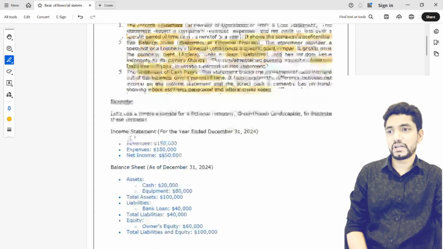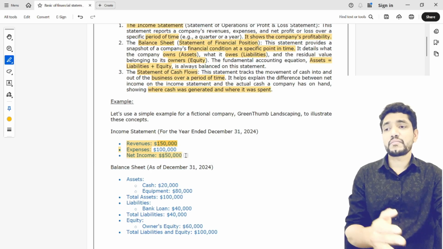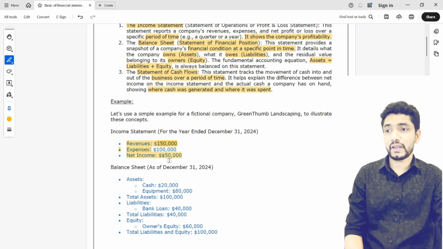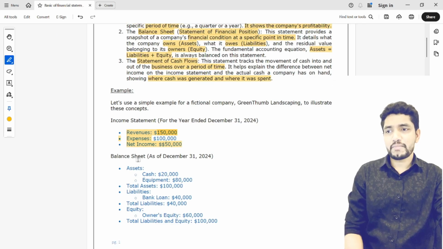A simple example you can see here normally shows the revenue, which means the sales the company generated, how much expense belongs to that revenue, and what the net income is. As a simple equation, you deduct all of your expenses from revenue to get your net income. When it comes to a simple balance sheet, here it's showing the assets.